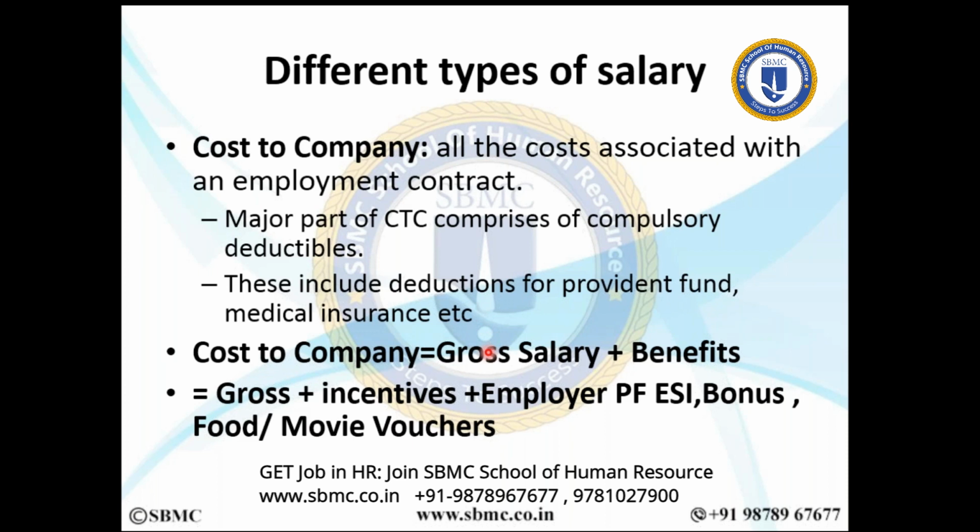Benefits may be your incentives, employer PF and ESI contribution, bonus, food and movie vouchers. Suppose I'm giving a salary of 10,000 to a particular employee, and 2,000 of it is the petrol expense, 1,000 is the mobile expense. So the 3,000 I'm giving him includes mobile plus food vouchers. It means my 3,000 are the expenses. So 3,000 plus 10,000 will make the cost to company. The actual cost is borne by the company. That is the cost to company. Clear?